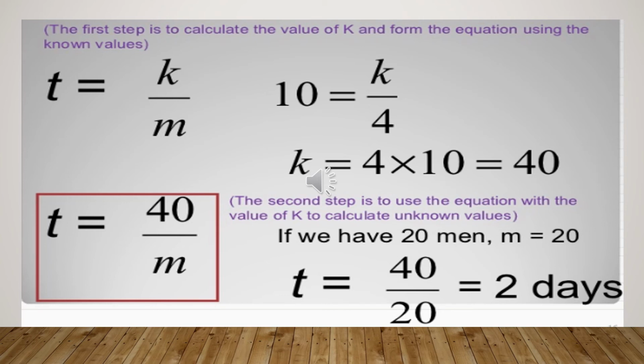Now what do I have to calculate? I have to calculate the time that 20 men will take to build a brick wall. So I'm just going to substitute the value of m, that is 20, and when I divide 40 by 20, I will get 2. It means that 20 men will take 2 days to build a brick wall.